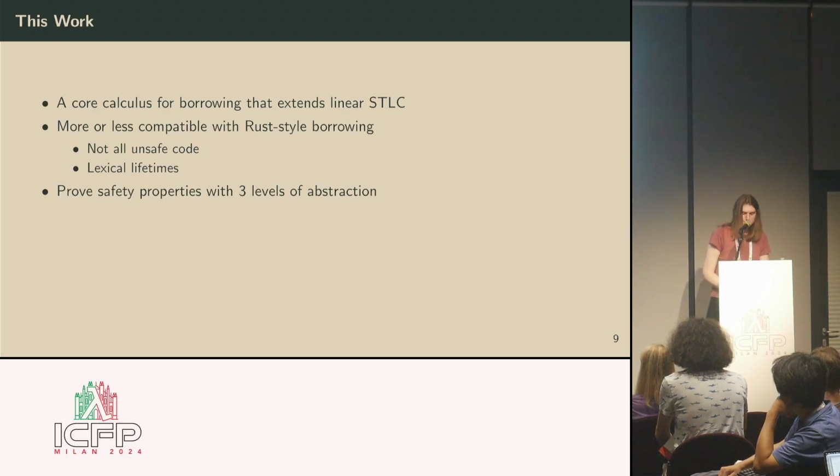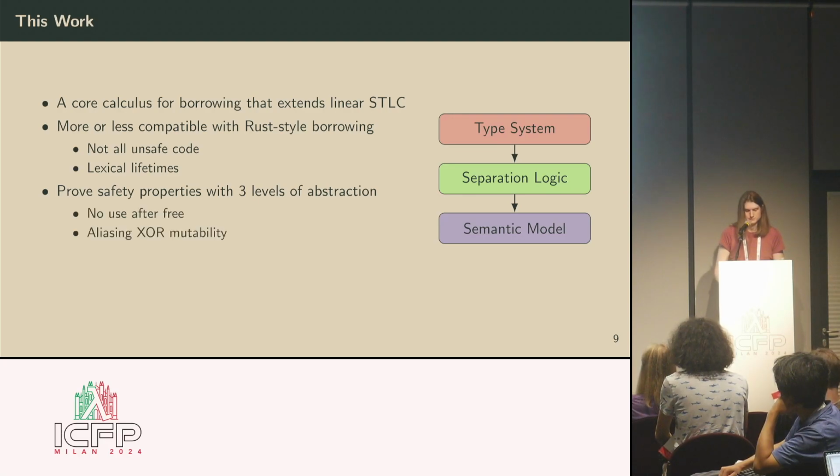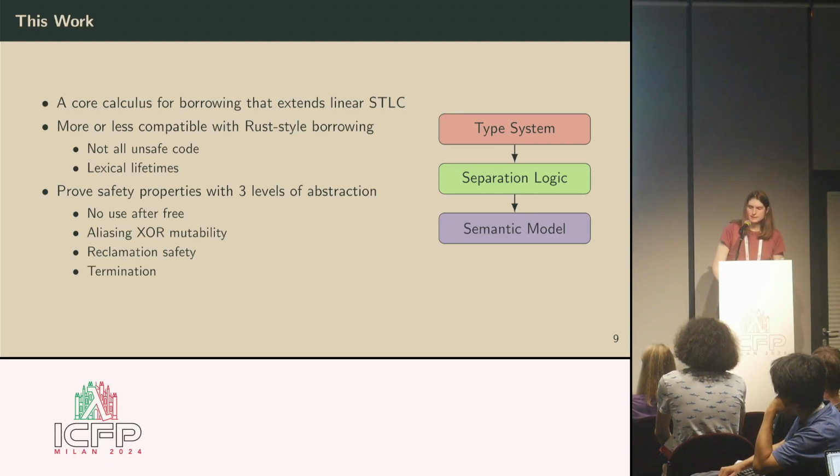So yeah, we have three levels of abstraction. We start with a type system at the very top. And below that is a separation logic modified for borrowing, which the type system is proven sound with respect to. And below that, at the bottom, we have a semantic model that the separation logic is proven sound with respect to. And our soundness includes standard memory safety properties like no use after free, aliasing XOR mutability. We also have reclamation safety, so there are no memory leaks. And our language is actually also terminating if you don't add loops or general recursion.